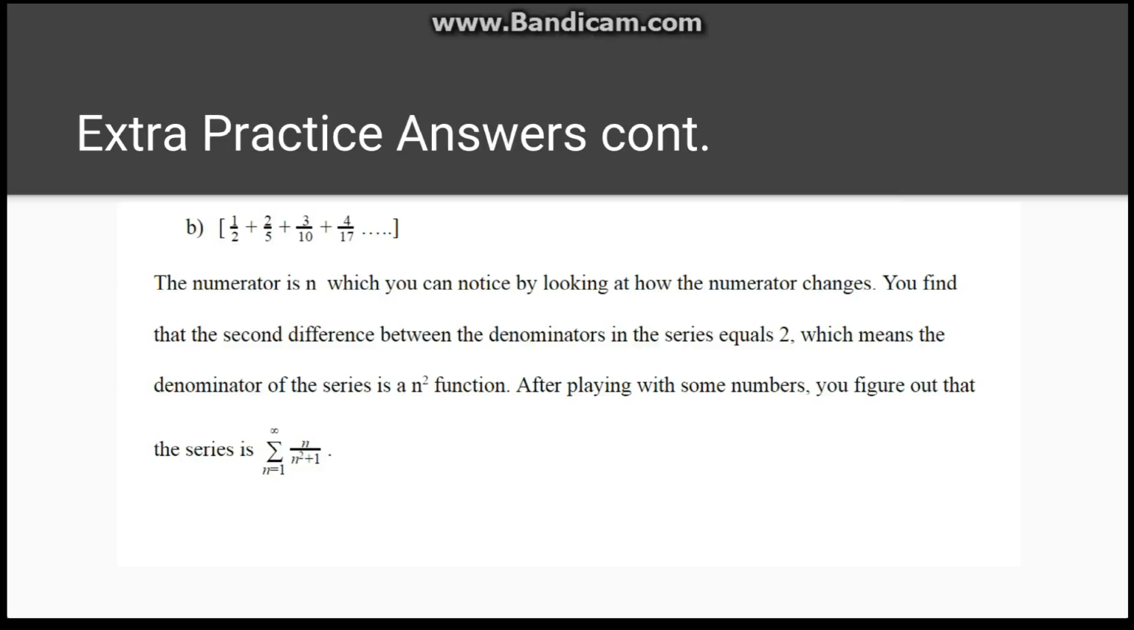So here we have 1b, which is 1/2 plus 2/5 plus 3/10 plus 4/17, and so on. And the numerator is n, which you can notice by looking at how the numerator changes. Then you can find the second difference between the denominators of the series, which equals 2, which means that the denominator of the series is an n squared function. And then after playing with some numbers, you figure out that the series is n over n squared plus 1.